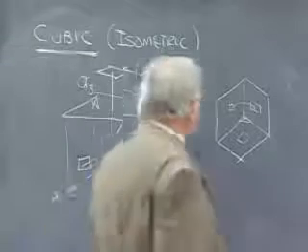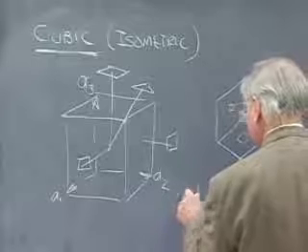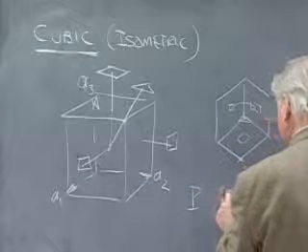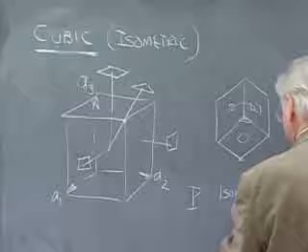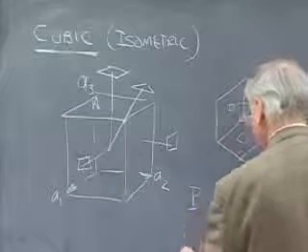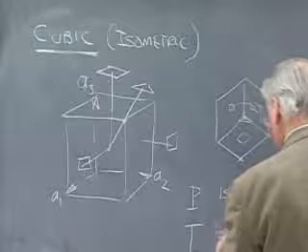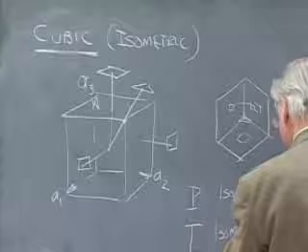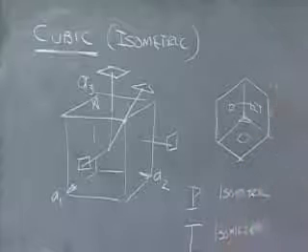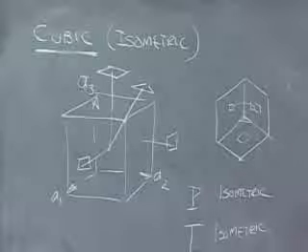So I can do this for a primitive tetragonal lattice, and that's going to give me a primitive isometric lattice. I can do this for a body-centered tetragonal lattice. So that would be indicated by the symbol I. So it's a body-centered cubic lattice. And if you add up everything we've done to this point, there are 13 space lattices.